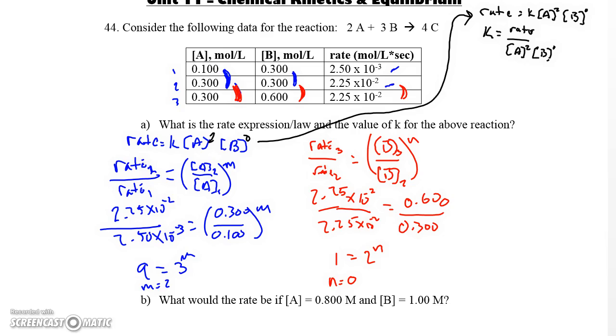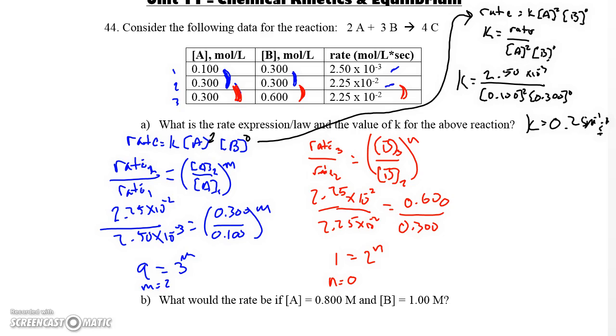So now let's just choose any of these 3 experiments to plug our numbers in. It doesn't matter which one we do; we're going to get the same answer. I'm just going to choose the first experiment. So the rate in the first experiment is 2.50 times 10 to the negative third over 0.100 squared times 0.300 raised to the 0 power. And if I do the math, I should end up with k being 0.25 big M to the negative first, seconds to the negative first. Anyway, that's my value for k.